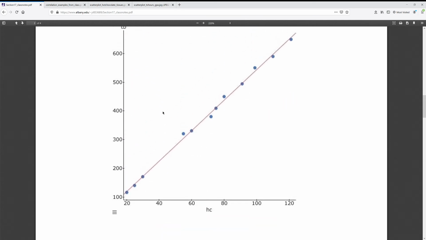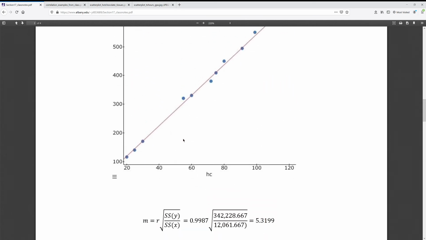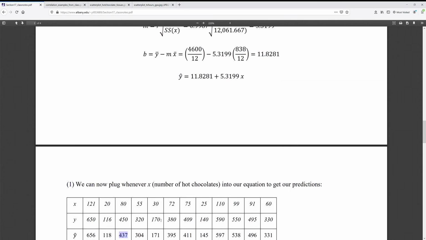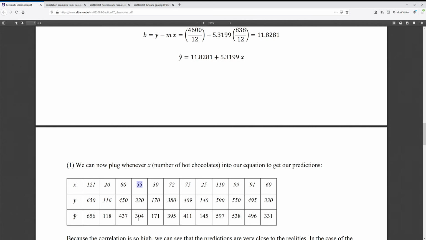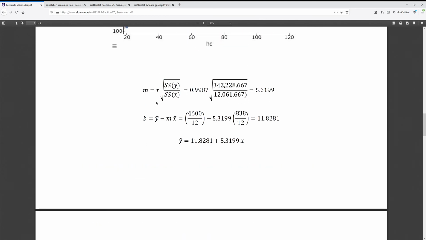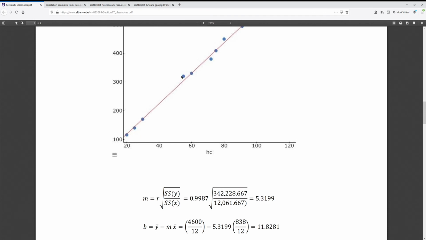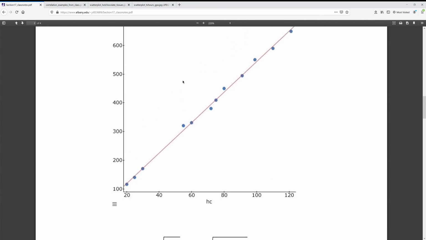Worst case scenario, I think, is probably this one, which was 50-something. So that would be, I guess, this one. So 55, we're predicting 304 if we run it through the formula, but the reality is 320. So, that height is 320, that height is 304. Still very close, and that's probably about the worst one.